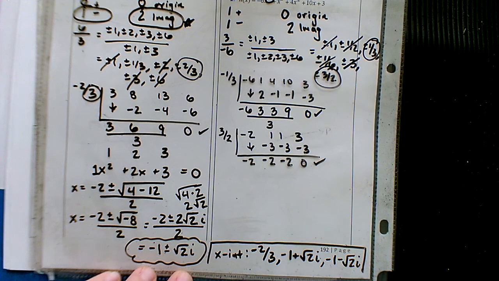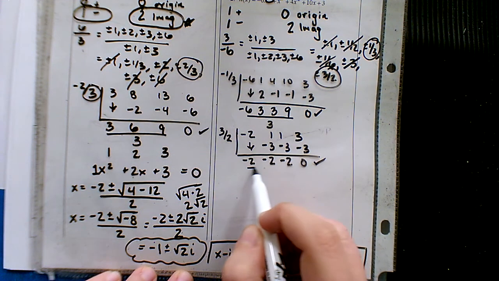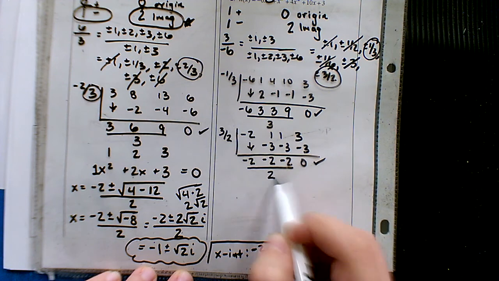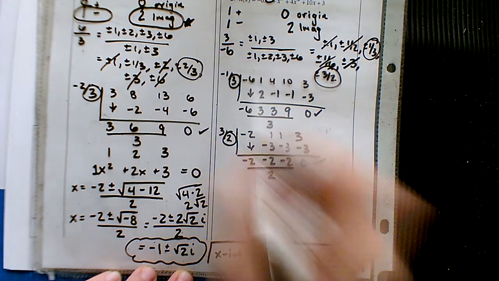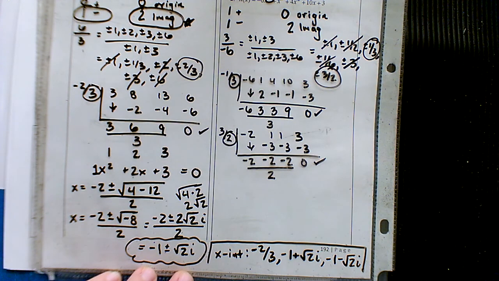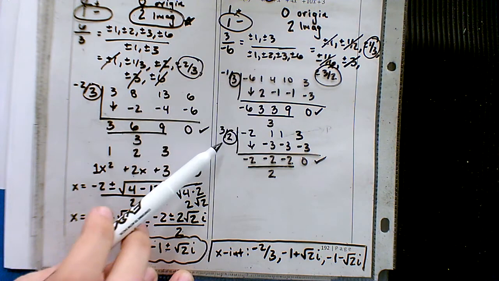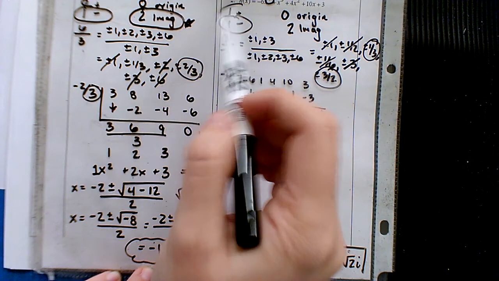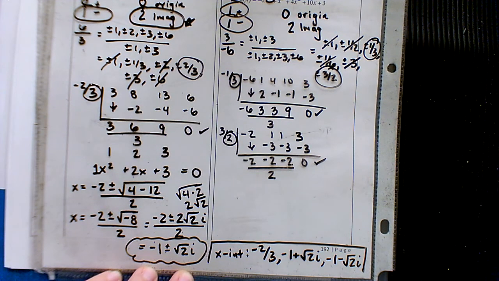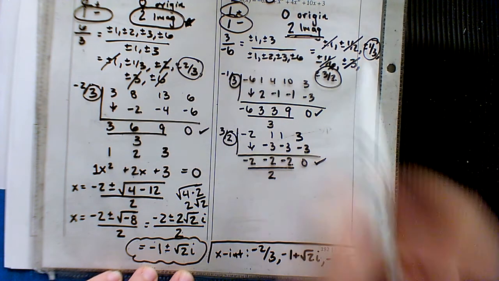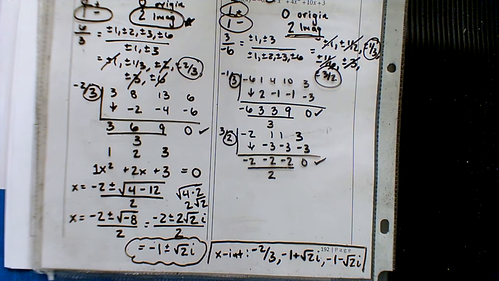Looks like that one works as well. Keep in mind, we should really divide this quotient by 2. If you forget to do that, it's okay. So we confirmed that negative 1/3 is our negative root, and positive 3 over 2 is the positive root. Let's go ahead and take our quotient further to try to figure out these two imaginary ones.